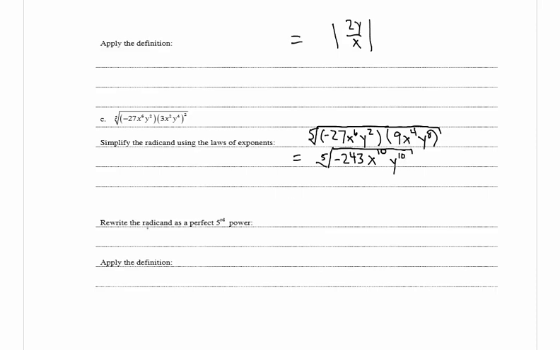And now they want us to rewrite the radicand as a perfect fifth power. So we're going to have the fifth root of negative 243 could be written as negative 3 to the 5th. So we're going to have negative 3 x squared y squared raised to the 5th power. And now we're going to apply the definition, and the fifth root of negative 3x squared y squared to the 5th power is equal to negative 3x squared y squared.